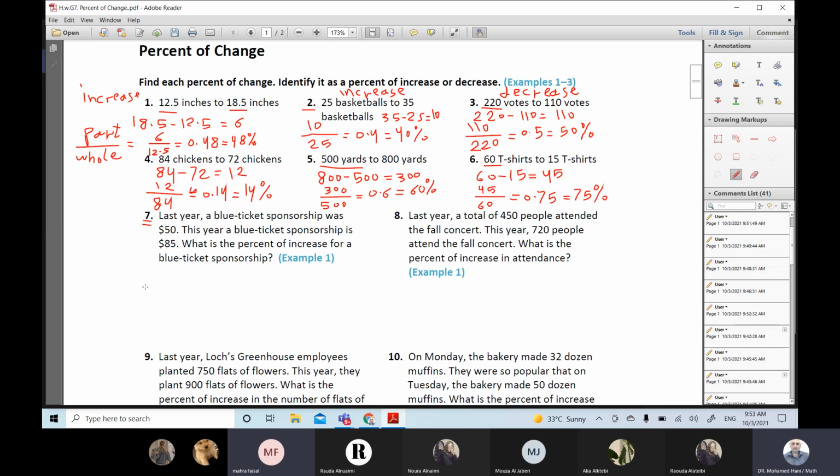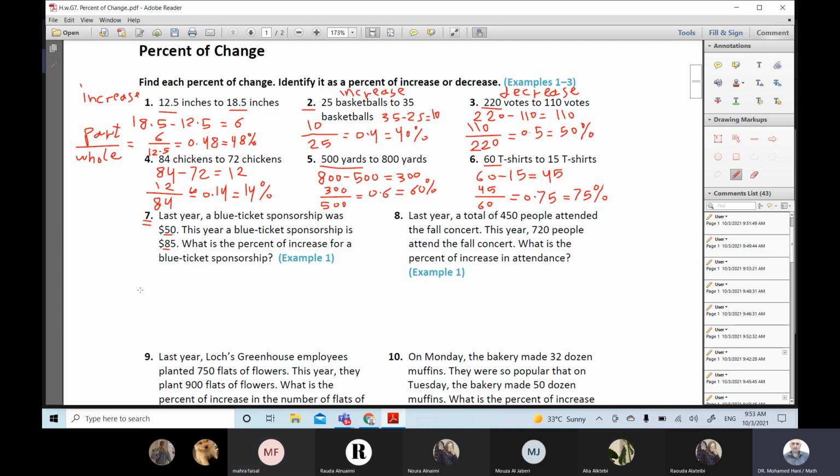Last year, a blue ticket sponsorship was $50. This year, a blue ticket sponsorship is $85. What is the percentage of increase of a blue ticket sponsors? Great. What is your name? Mahra. Mahra, I will add to you 2 marks.